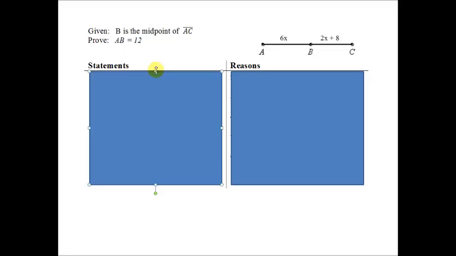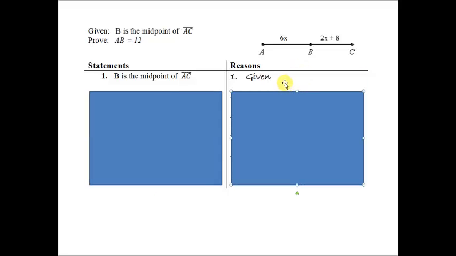So our first statement, like very often is the case, is just a restatement of what is given. We're given that B is the midpoint of segment AC, and so that's our reason for that. We're given it, it's true.